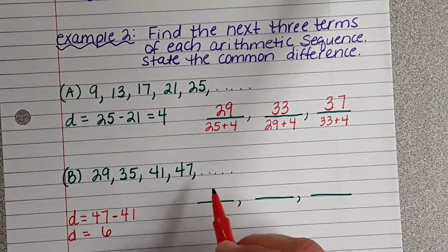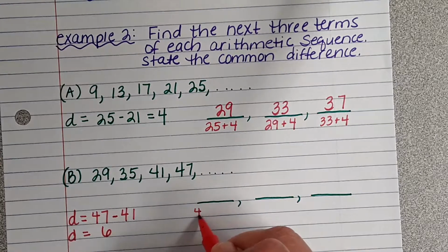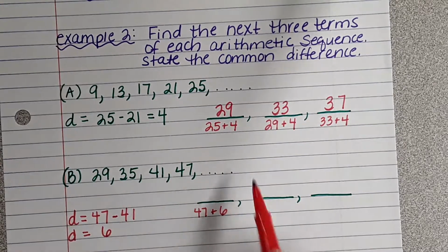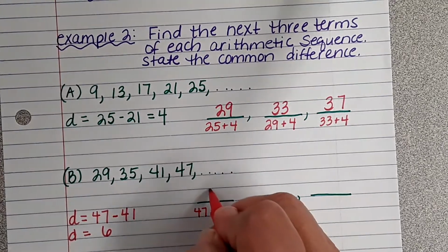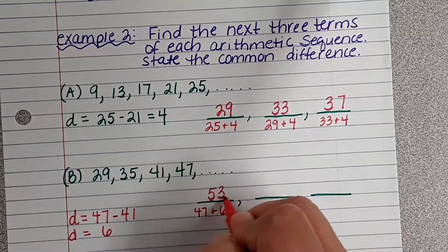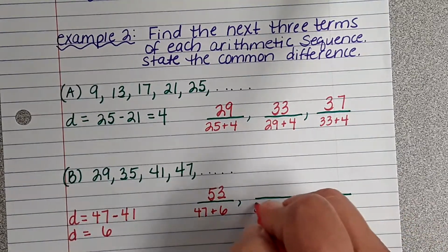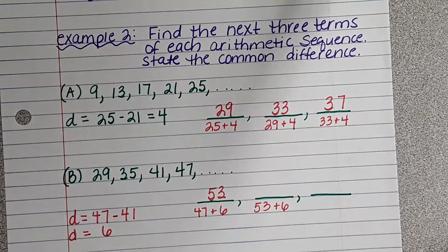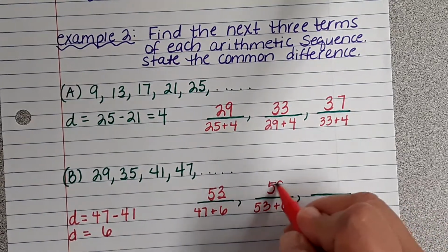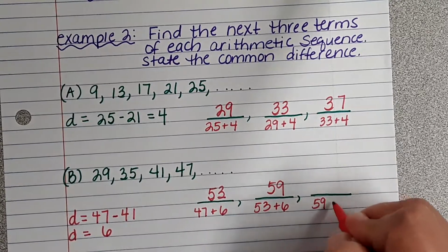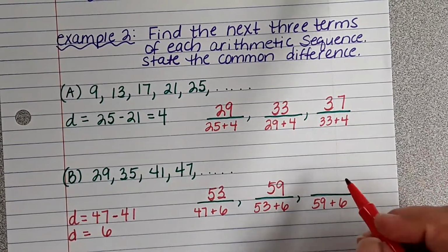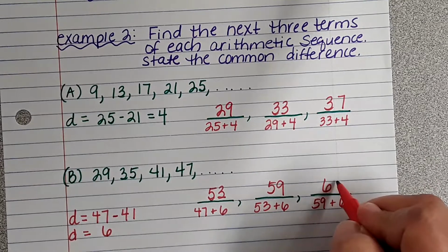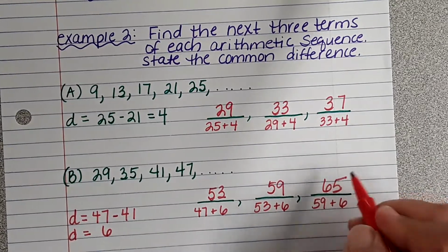47 is my last number that I see in the sequence, so I'm going to do 47 plus 6. 47 is the last number, 6 is my difference. 47 plus 6 is 53. Then I take the 53 and I add 6, and what do I get? 59. And then I do 59 plus 6, and what do I get? 65. Yep.